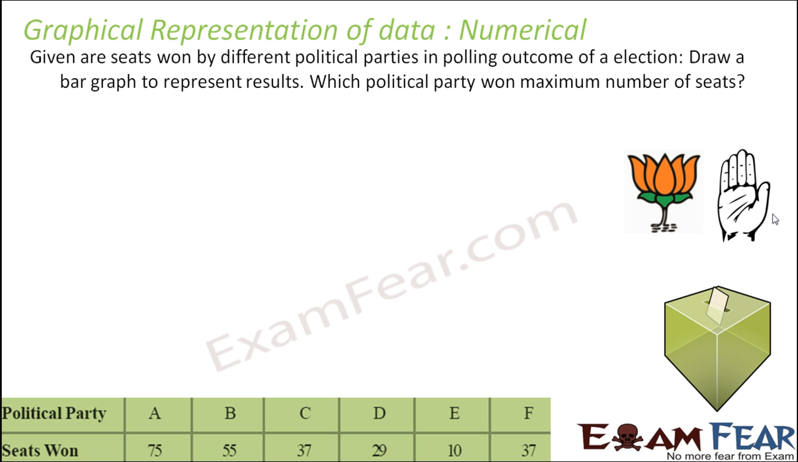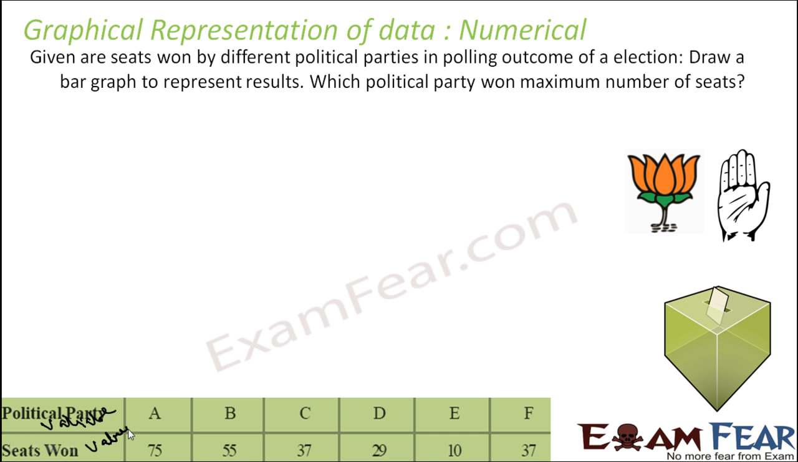Given the seats won by different political parties in the election, we have to draw a bar graph and find which party has won the maximum seats. So there are six political parties and the seats won. These are my variables. Political party is the variable and seats won is the value.